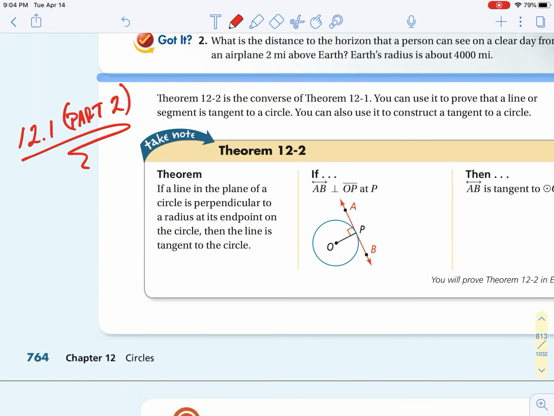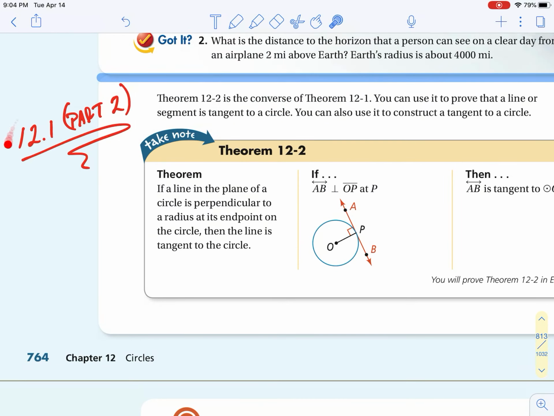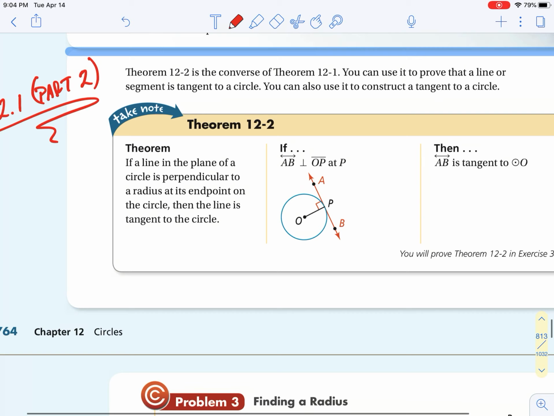Hey guys, welcome. Here we are, still 12.1, but we are on 12.1 part 2. In this section, we're going to explore more tangent lines and what we can do with them.